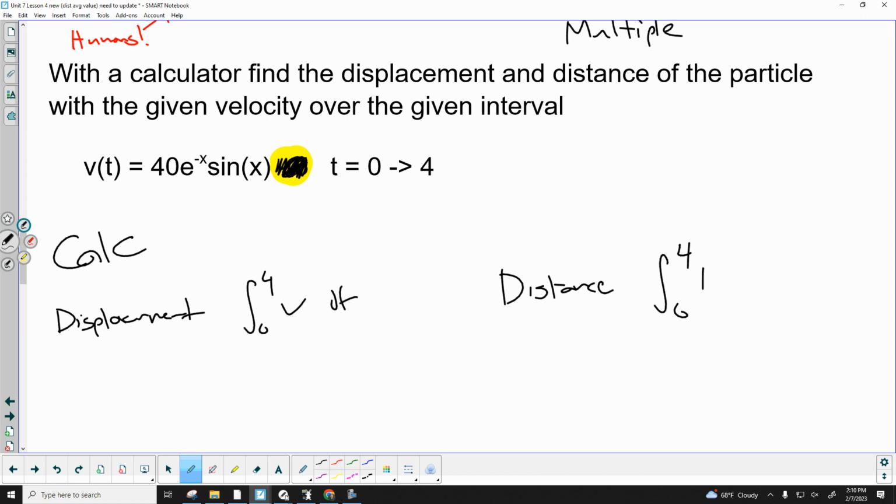Heads up for your homework. If you're finding displacement and distance, it's easiest to find the distance first, and then you can delete the absolute value. It's harder to add in an absolute value, but that's all you do.